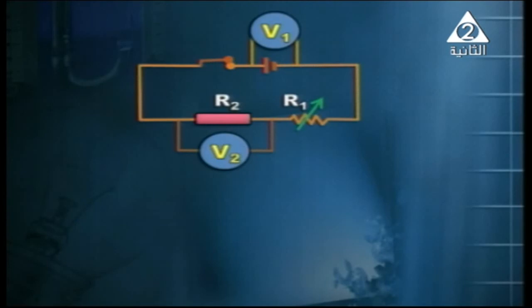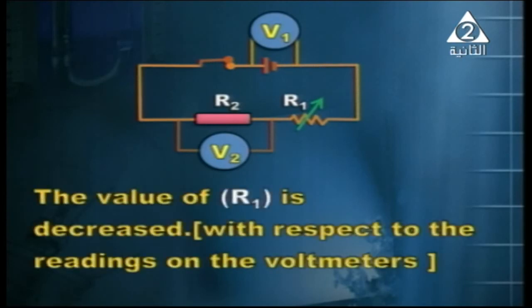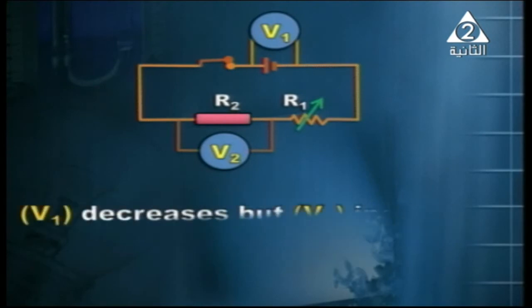And now we've got a circuit. What happens when the value of R1 is decreased with respect to the readings on the 2 voltmeters? We've got 2 voltmeters here. A voltmeter V1 across the cell reads terminal voltage, and V2 reads the voltage across R2. We'll take it one by one. V1 decreases, but V2 increases. We'll explain this.